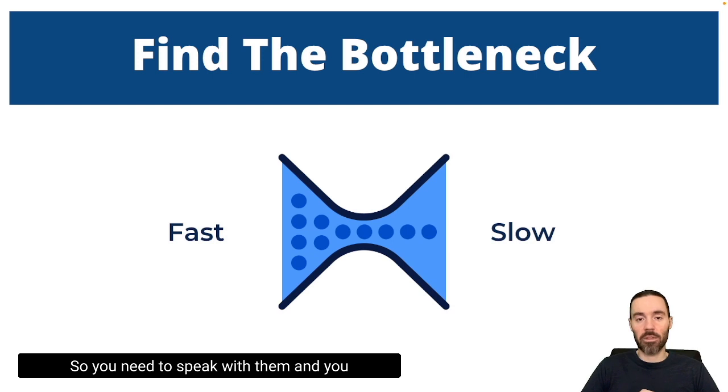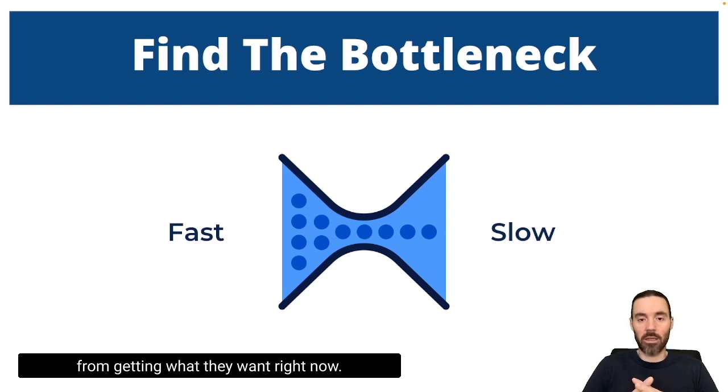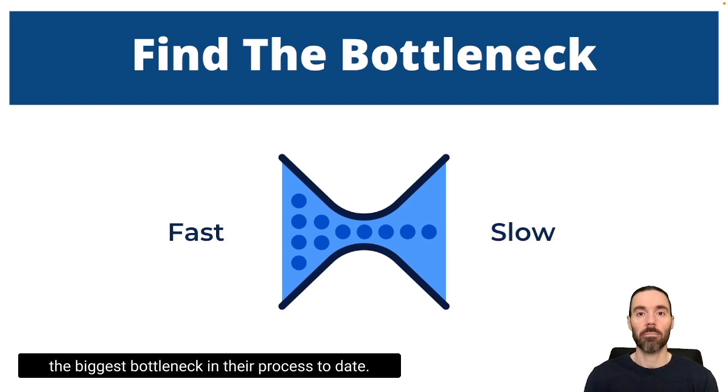So you need to speak with them and talk to them about not necessarily what they want in the future, but what's preventing them from getting what they want right now. Focus on historically what they've tried to do, what's worked and what hasn't worked. That'll give you a much better idea of where they need the most help and what may be the biggest bottleneck in their process to date. If you start with that approach, it's going to enable you to find areas of opportunity to turn what I refer to as problems worth solving into solutions worth building.